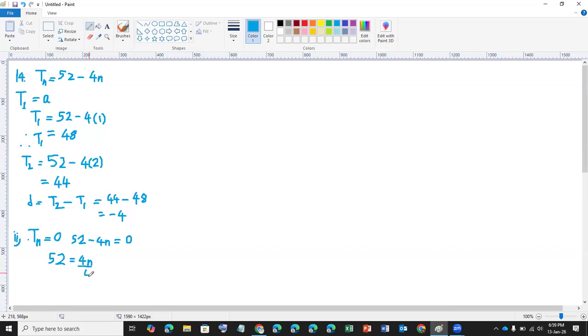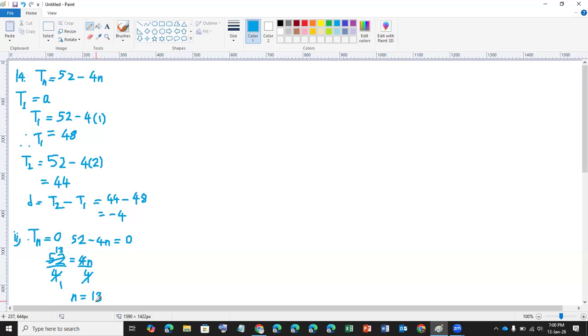Okay. Yes, sir. And what do we have? 4 into 52, which is 13, right? Yes, sir. Okay, so that makes it clear. No competition. 13 is the answer. So that means it's the 13th term that will be equal to 0. So n equals 13.